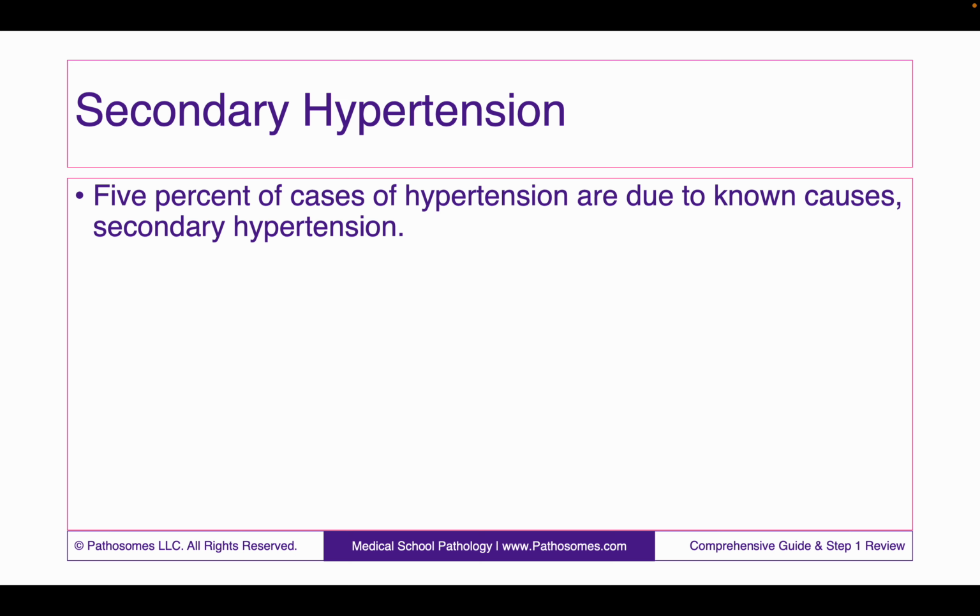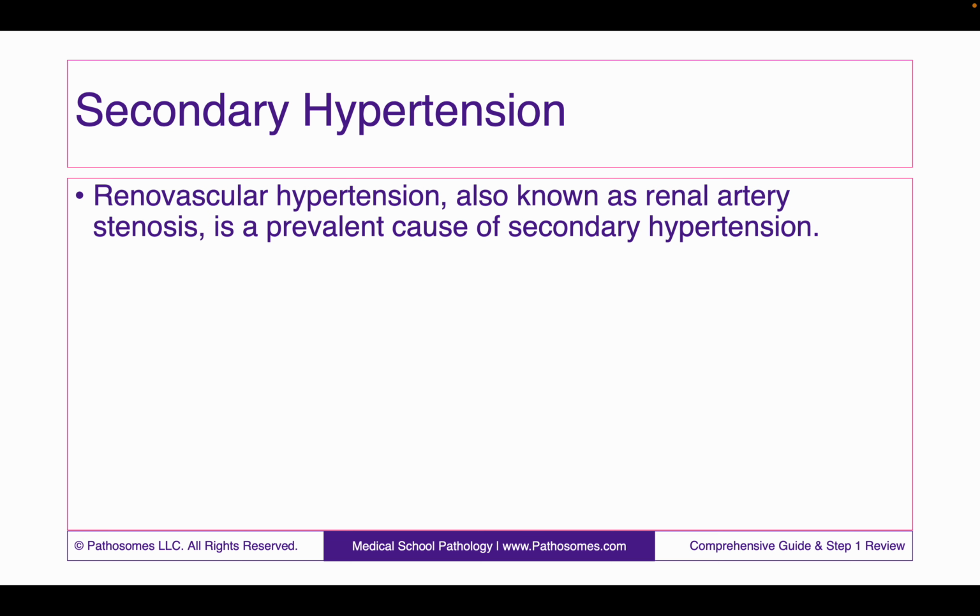In regards to secondary hypertension, 5% of cases of hypertension are due to known causes like FMD. Do you know what that stands for? We're going to talk about it. Renovascular hypertension, also known as renal artery stenosis, is a prevalent cause of secondary hypertension.